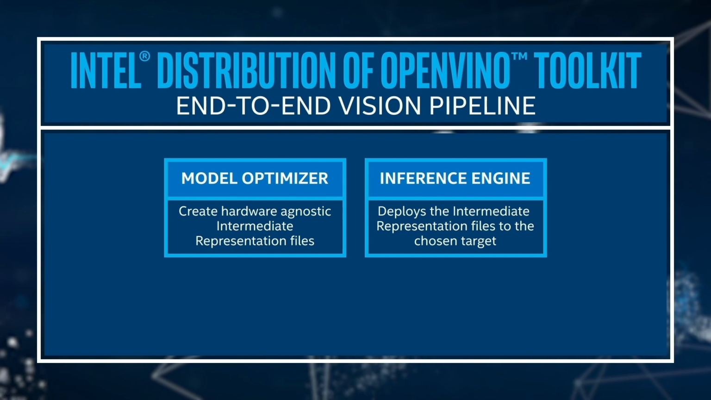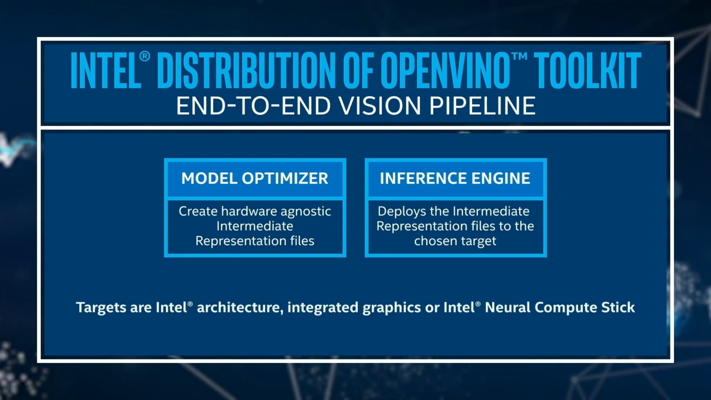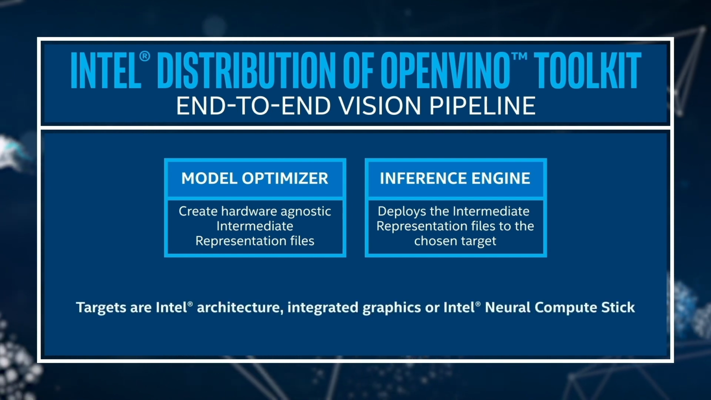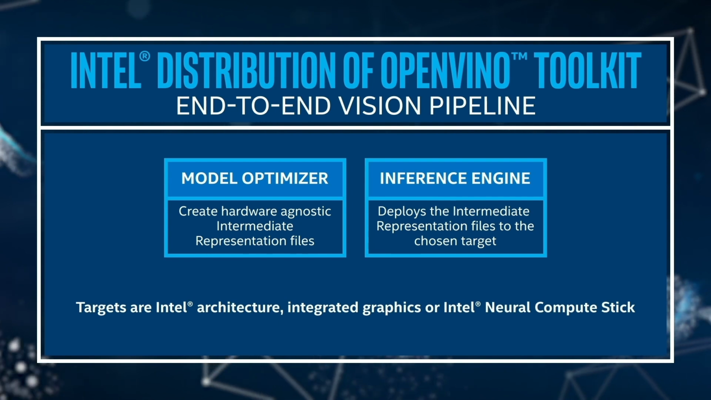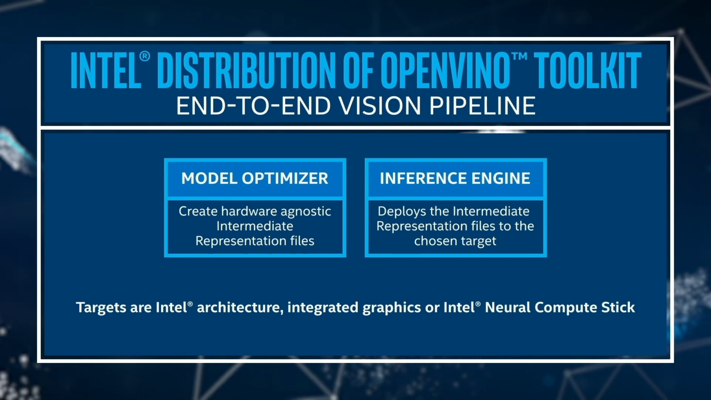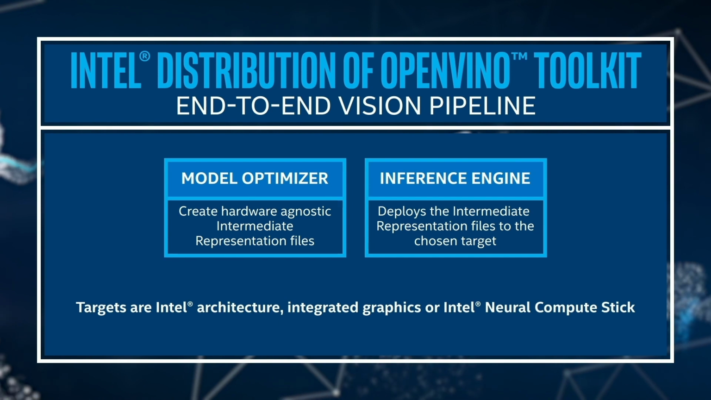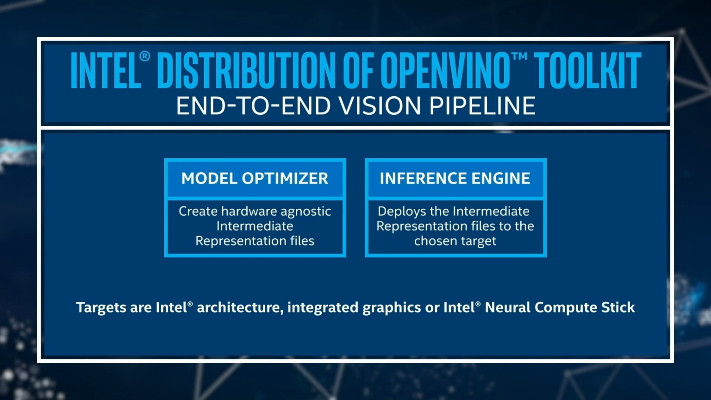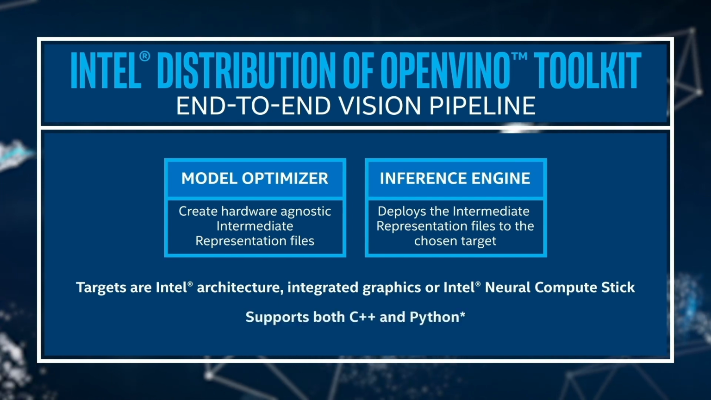to the chosen target. The targets are CPU based on Intel architecture, integrated graphics, or the Intel Neural Compute Stick, which use the MKLDNN, CLDNN, or Movidius plugin provided with the Inference Engine. The toolkit supports both C++ and Python. The course shows a basic workflow of a Python application to infer at runtime.